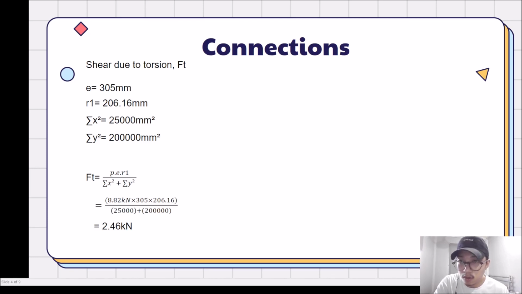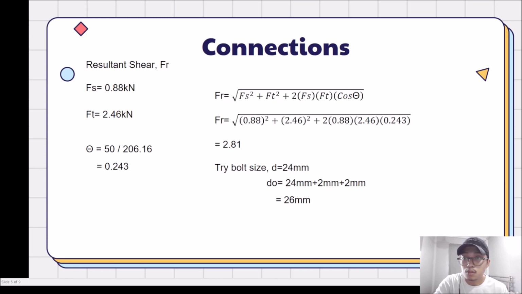Okay, kita masukkan all these values into the equations, then the final answer we will get 2.46 kN. Okay, untuk resultant shear Fr, formula of Fr is square root of Fs square plus Ft square plus 2 Fs Ft cos theta. Okay, untuk Fs 0.8 kN, Ft 2.46 kN, and cos theta is 50 divided by 206.16 equal to 0.243. Dan kita akan masukkan semua dalam our equation, and we will get 2.81.